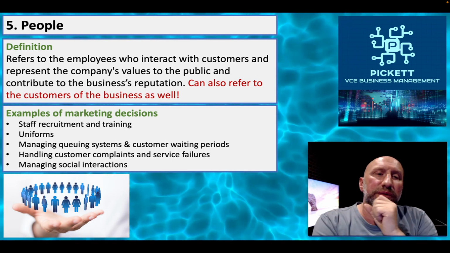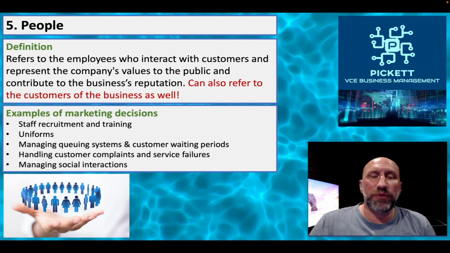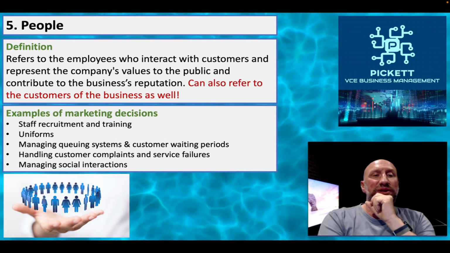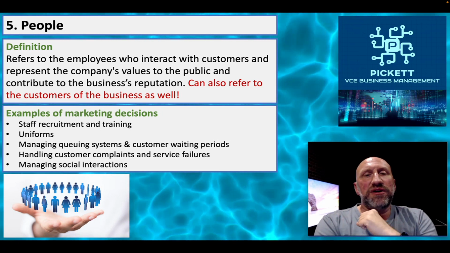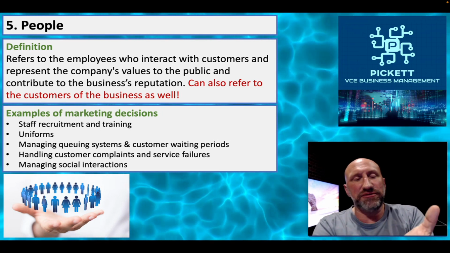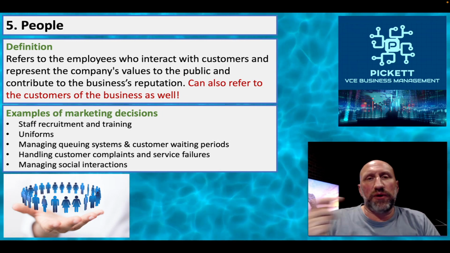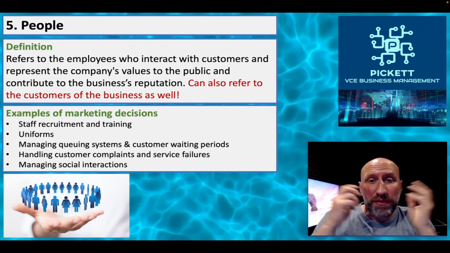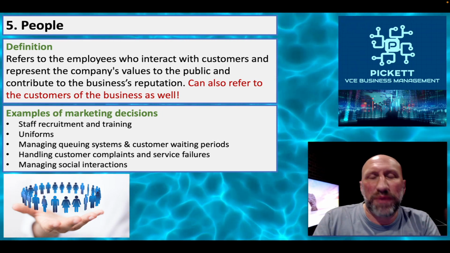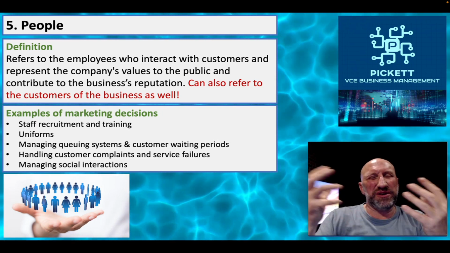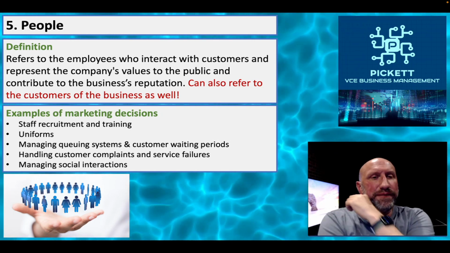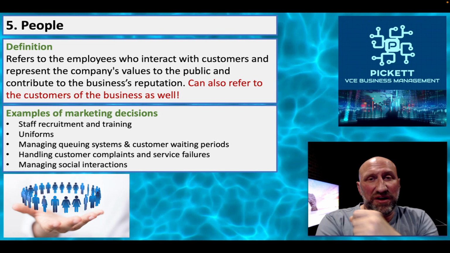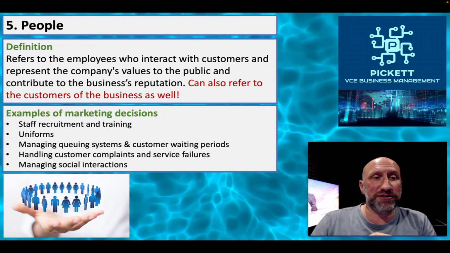People: what we're talking about here is your employees fundamentally. We talk about the employees that interact with customers, and they're the ones representing the business's values to the public, and also in a large way contribute to the reputation of the business. It can also refer to the customers as well, basically any people that are involved, but really we're focusing more on employees here. So examples of marketing decisions here, you can see a little list of the sort of stuff that we might be thinking about.